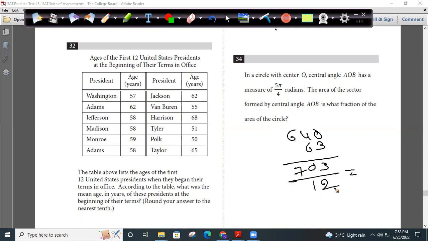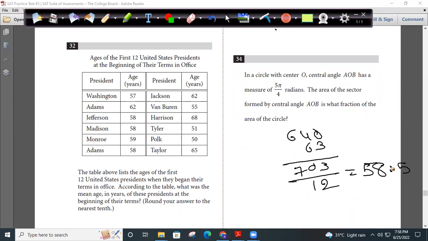So 703 by 12. Five 12s are 60, so 103. Eight 12s are 96, so 7. Round your answer to the nearest tenth. So what do I get? 703 by 12, I got 58.5.